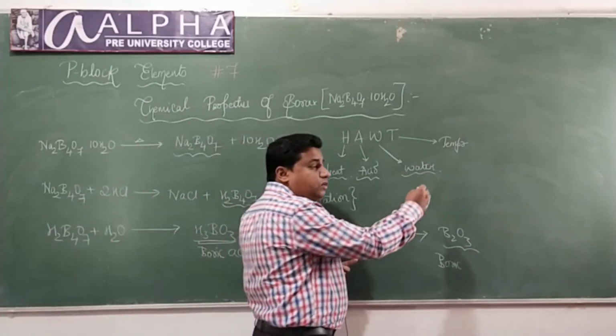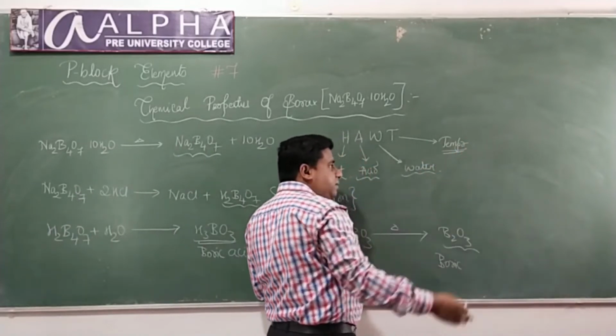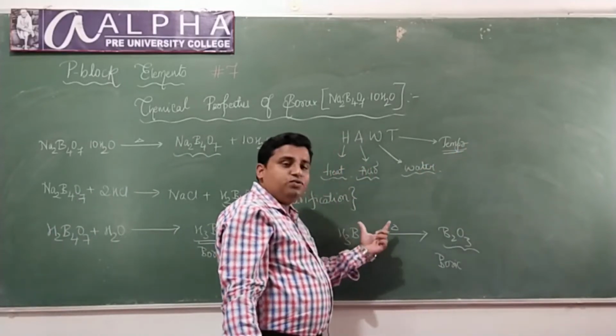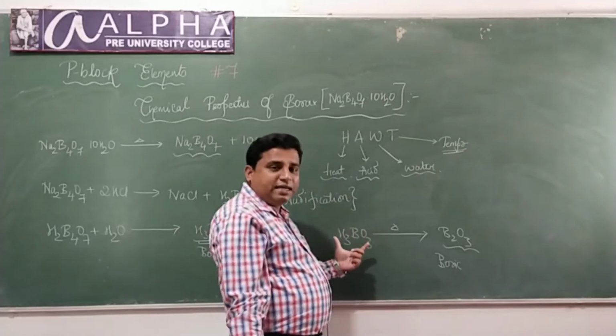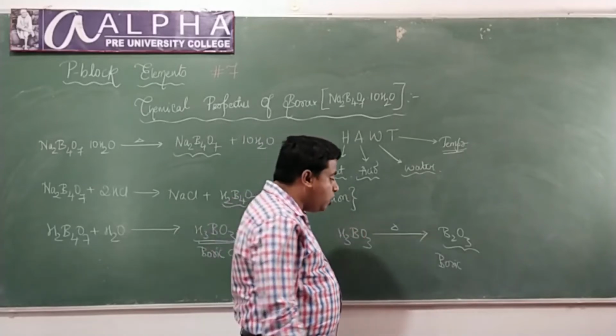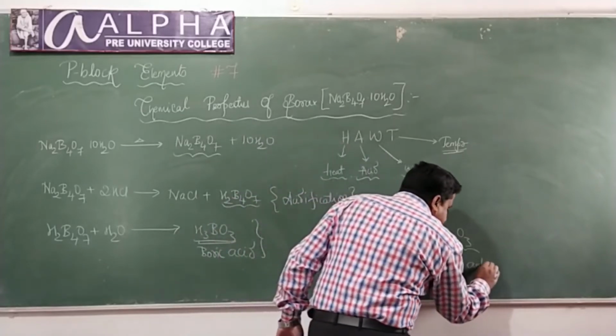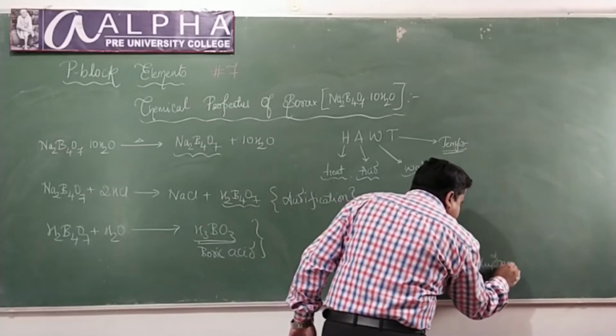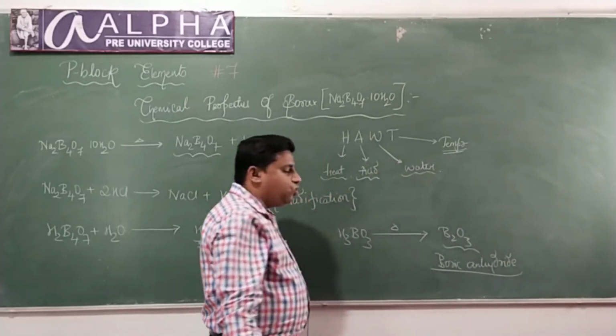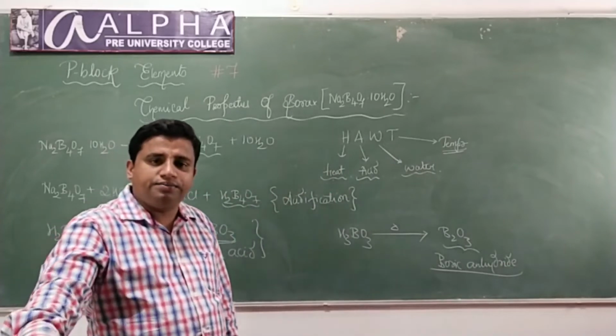So we are going with the fourth step. That means we are increasing the temperature, which means we are heating it. So, when boric acid is heated, we will get what? Boric anhydride. Are we clear?